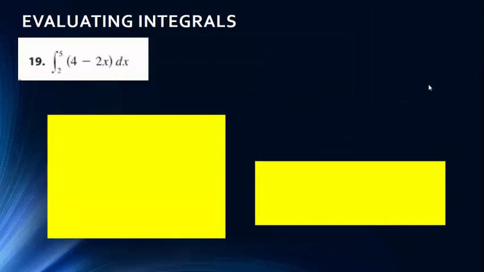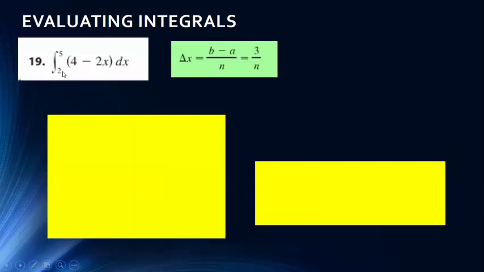Let's look at another problem. Again here, we're asking you to evaluate this using a Riemann sum. So the first thing we have to do is figure out what the delta x is. Remember, delta x is b minus a over n. Here I have 5 minus 2 over n. 5 minus 2 is 3 over n. So in this case, we actually have the same delta x.